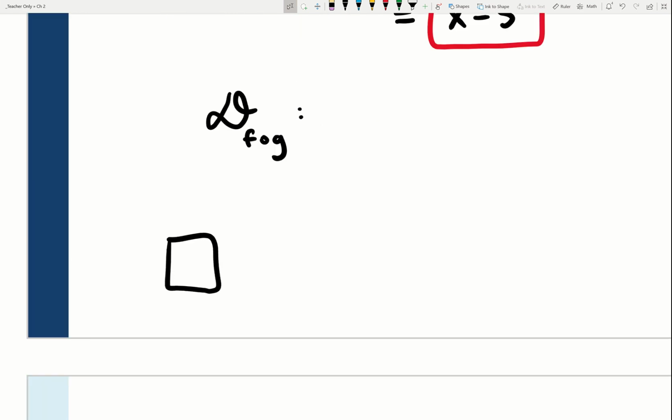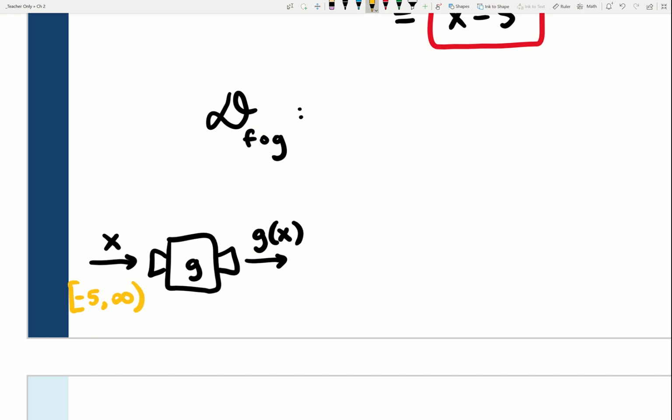So this is f composed with g, so I'm going to start with my g machine. And the idea, again, there simply was that I threw in x, the input, and I got out g of x, the output, okay? Now, we said before that the domain of this function machine is going to be anything that is negative 5 or greater than negative 5, okay?